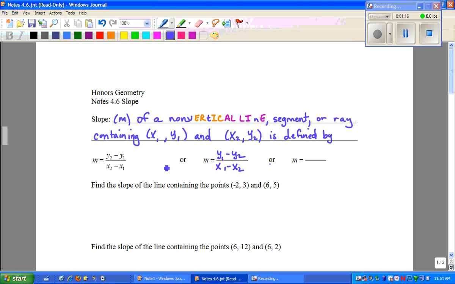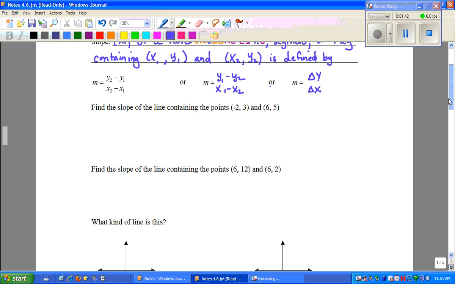So basically, it doesn't matter which point you start with. Either way, you're going to get the same answer as long as you keep the y's subtracted on top and the x's subtracted on the bottom. Slope is written as a fraction unless it simplifies to a whole number. Basically, it's the change in y over the change in x, and that's what the delta symbol stands for.